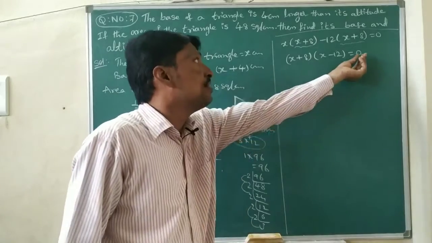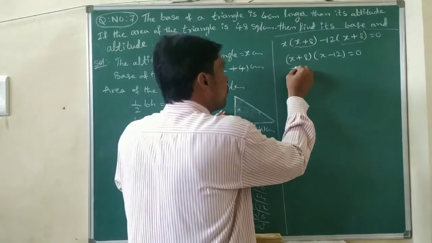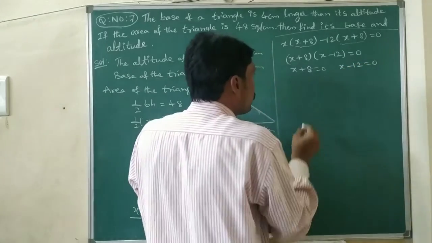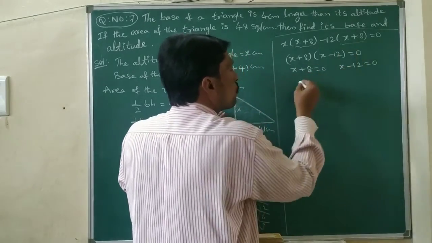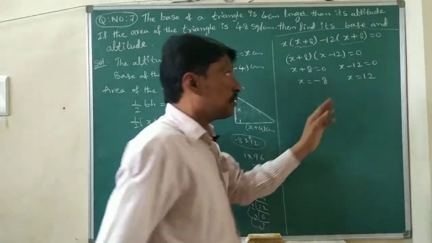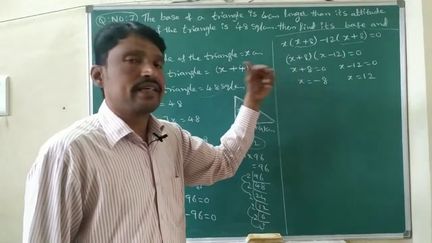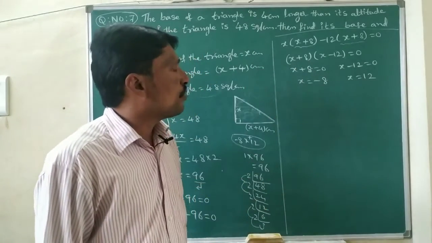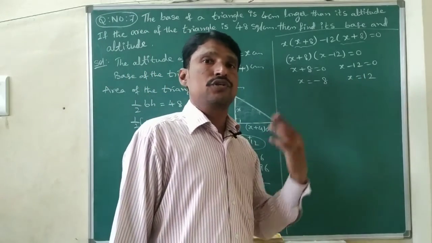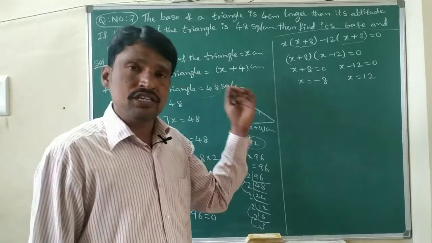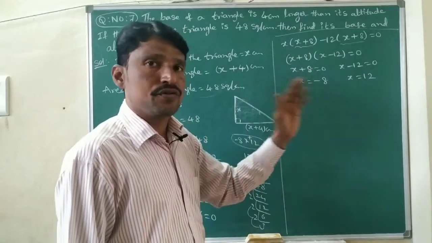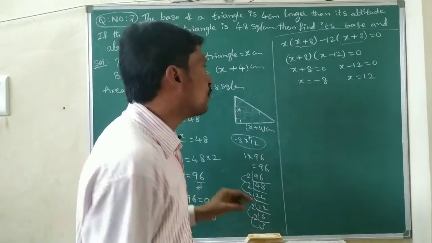Now we write each factor equal to 0 individually. x plus 8 equals 0, x minus 12 equals 0. Now this plus 8 we transpose: x equals minus 8. And x equals plus 12 we get, since minus 12 becomes plus 12 and plus 8 becomes minus 8. Here we got x values minus 8 and plus 12. Which one do we have to take? Measurements are never negative, so we need to take x as a positive value. So we take x as 12.